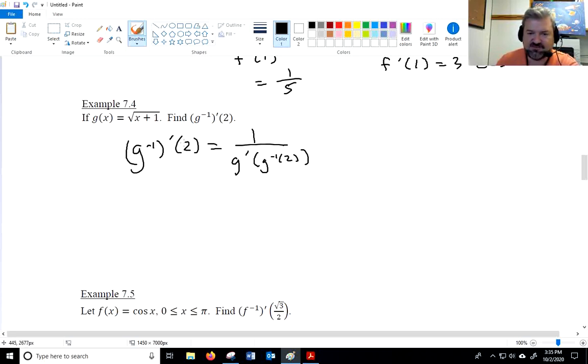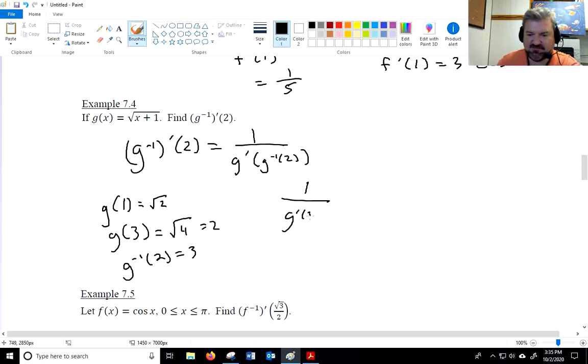Well, g inverse of 2, we need to find that. Well, if you put in a 1 for x, I think you can see that's not going to be it, right? That'd be like the square root of 2. But if you put in not 2, but 3, you'll get the square root of 4, which is 2. So it tells me that g of 3 is 2, which means g inverse of 2 must be 3. So this is 1 over g prime of 3.